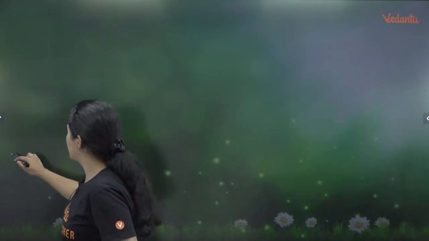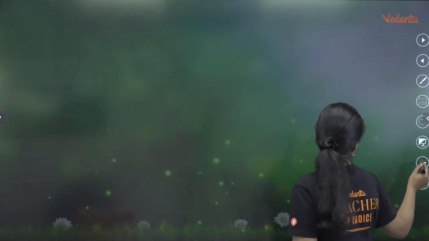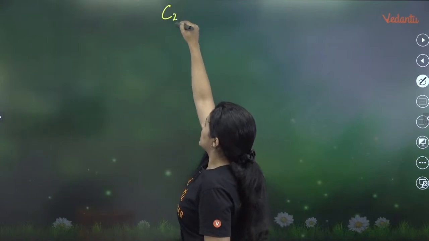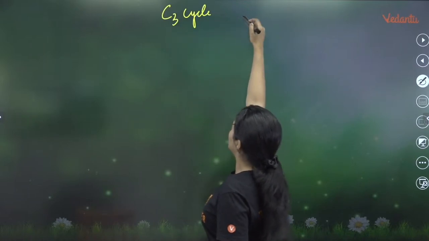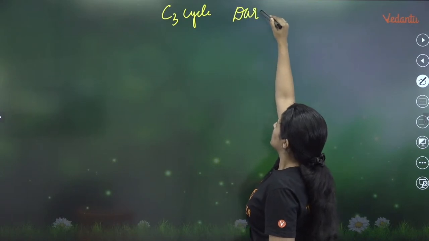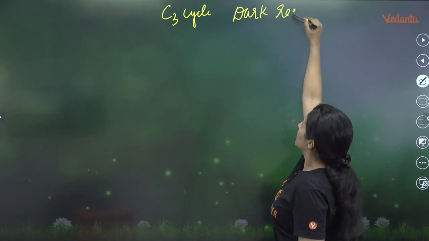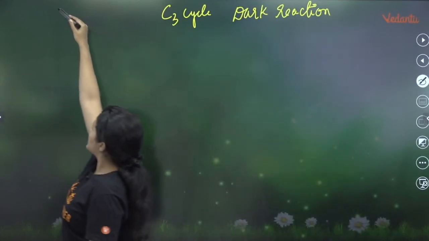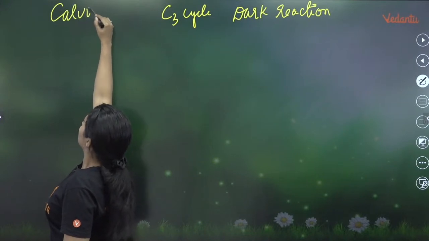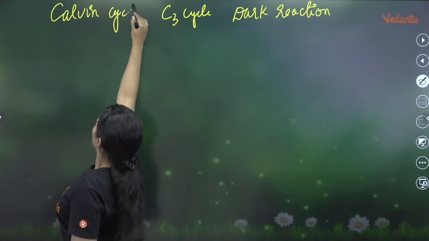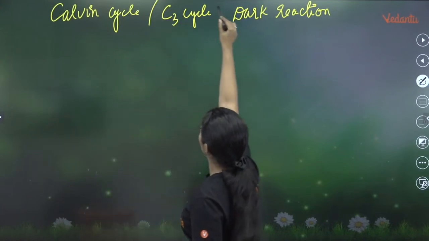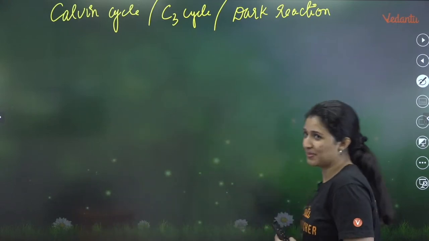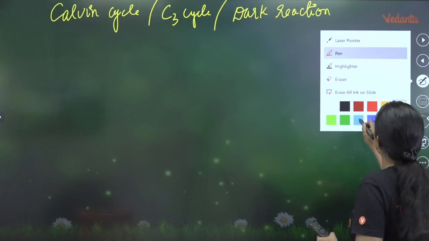Okay, let's start with the C3 cycle, or the dark reaction, or you can also call it the Calvin cycle. You can call it in many ways. But yes, handmade diagram. You must be tired of seeing it every single time.